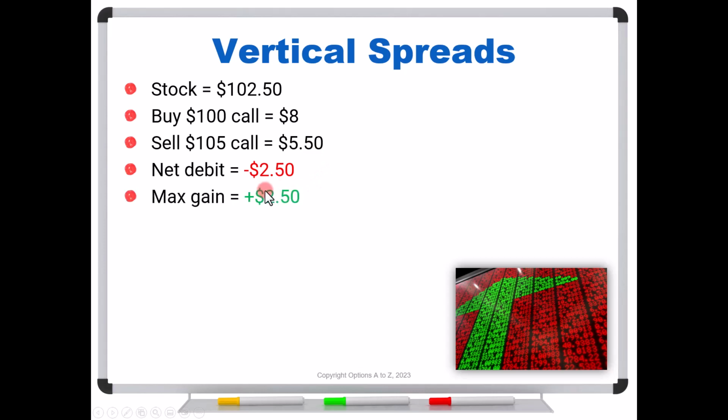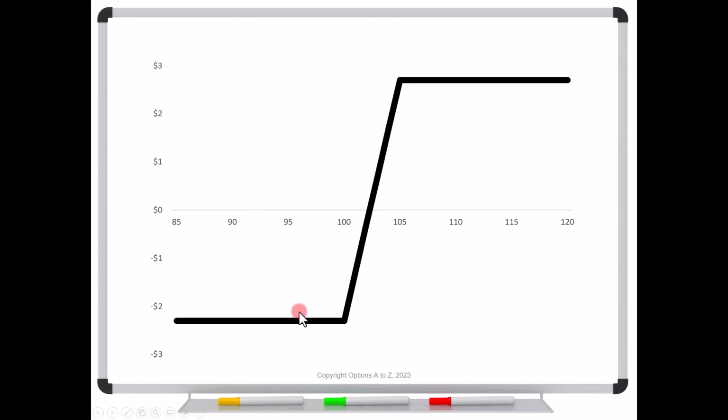And that means that the maximum gain is 2.50 because we have the right to buy at 100 and the obligation to sell for 105. So the most the spread could ever be worth is 5 points. We paid 2.50, so therefore we can make the balance, or 2.50. So this risk graph, buying the 100 call and selling the 105, looks like this. Here is the risk graph for that vertical spread.